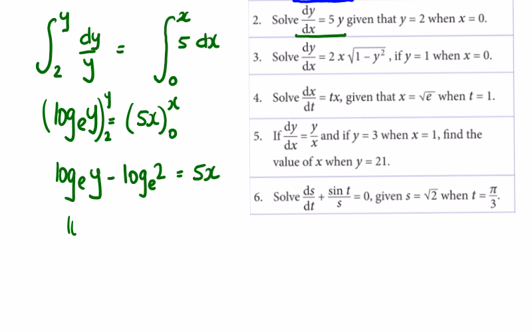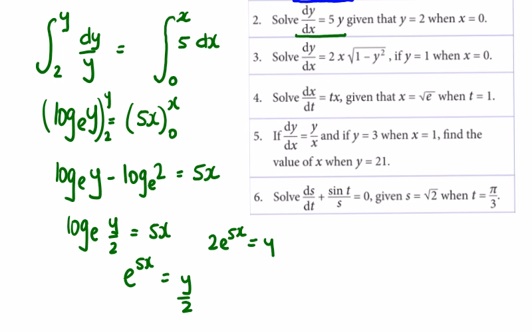So we bring these logs together, we're going to get the log to the base e of y over 2 is equal to 5x, or e to the power of 5x is equal to y over 2. So 2e to the power of 5x is equal to y for number 2.